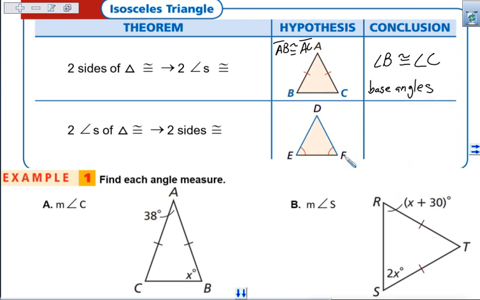You know that the converse of this is true as well. If the base angles of a triangle are congruent, then you know that the sides across from them are also congruent. That segment DE is congruent to segment DF, which means that it's an isosceles triangle.